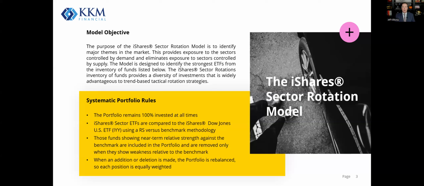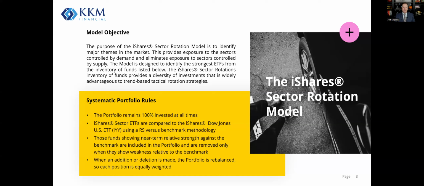Most people have exposure to the S&P 500, which owns all 11 sectors. This model portfolio has the ability to own as little as three sectors, or has the ability to own more, not only just the S&P 500 sectors, but some of the subsectors, not just technology, for example, but also semiconductors. So if we look at this, there's no constraints. There's no need to own five names or seven names.